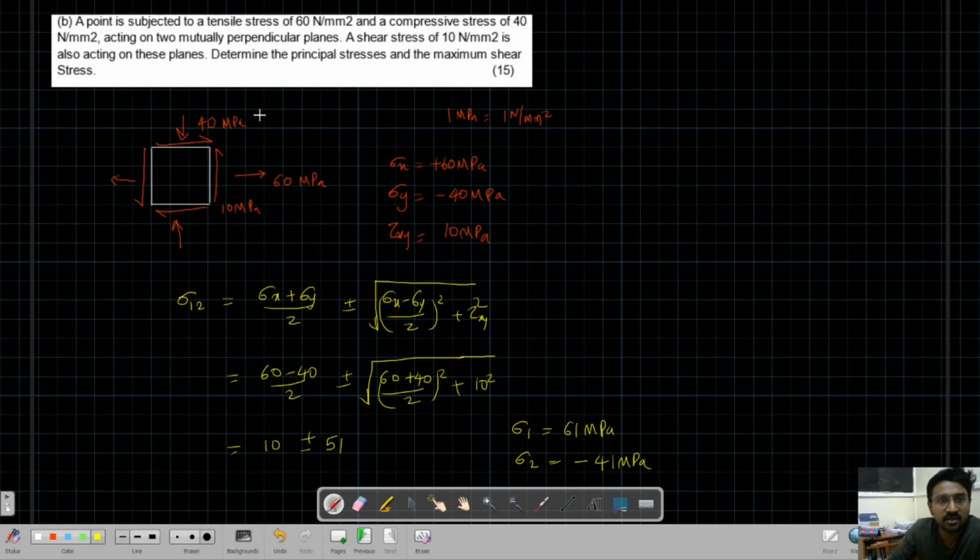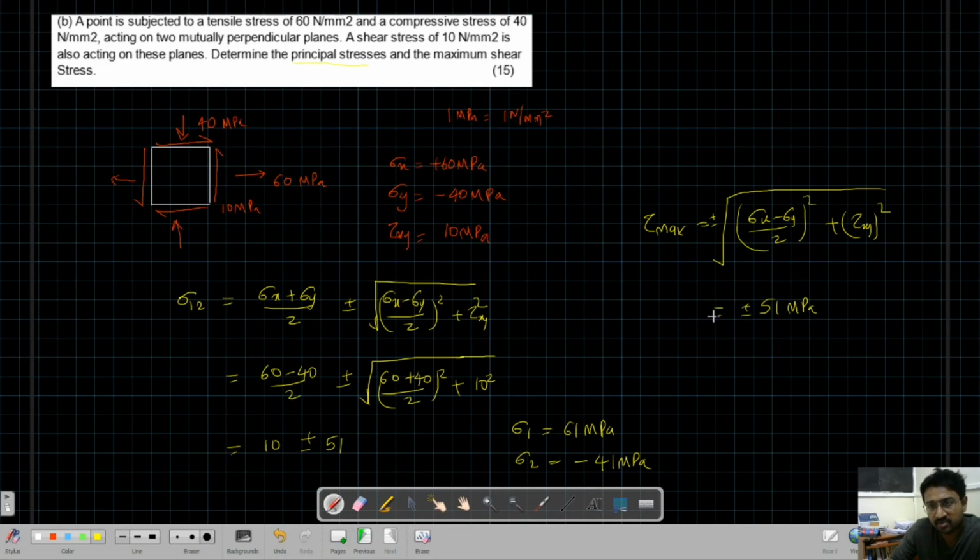So this is the first part. Determine the principal stresses, that's all. That's the first part we have solved. Then it is asking what the maximum shear stress is. The maximum shear stress is given by this portion, the under root of (sigma x minus sigma y by 2) whole square plus tau xy whole square. So this is nothing but 51 MPa, plus minus 51 MPa. So this is tau max. I hope this is clear. This much only you have to write. This is only what they asked.